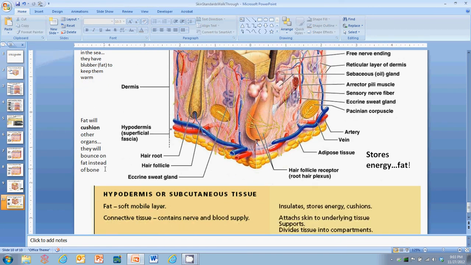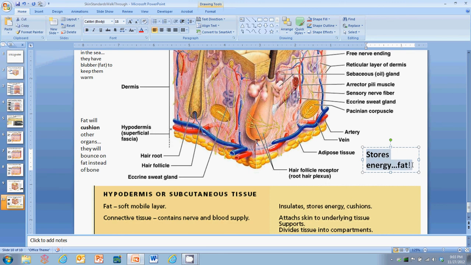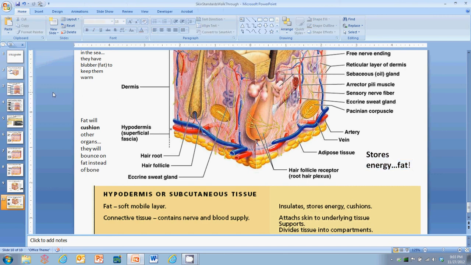Fat's going to also store energy just because it's fat, right? Fat is energy storage. I take energy, I stick it in here. After I've eaten a meal, and then later during the day when I'm not eating, I take it back out and give it back to my body. That way I don't have to eat all day long. I can eat in meals.